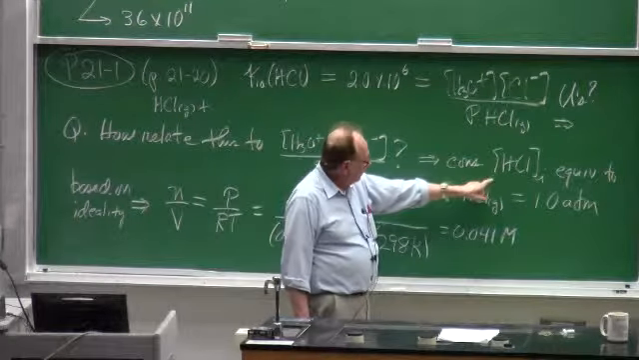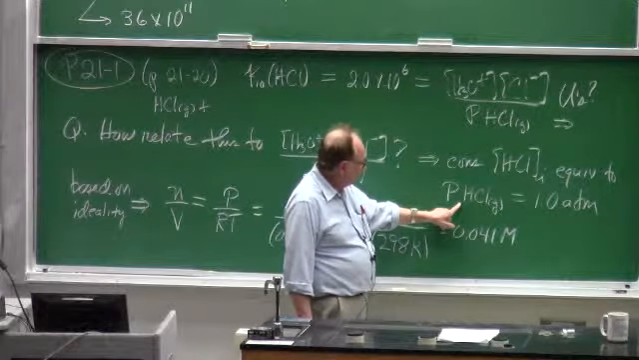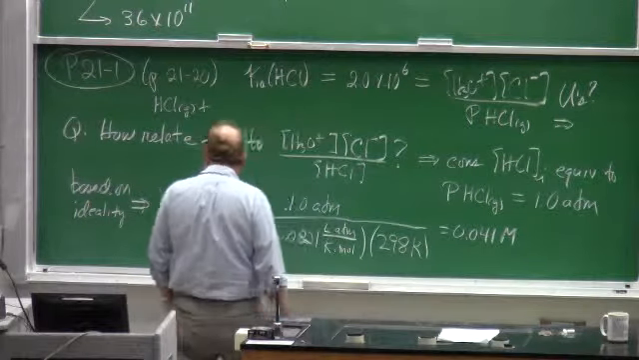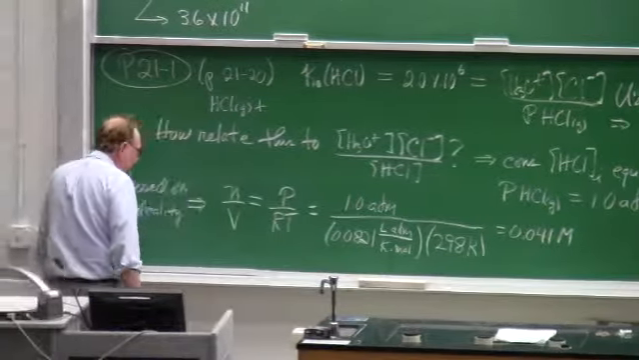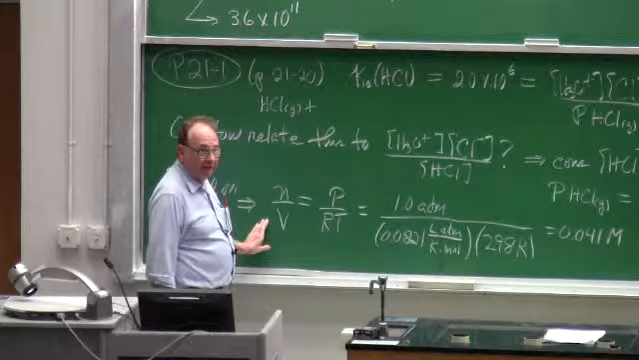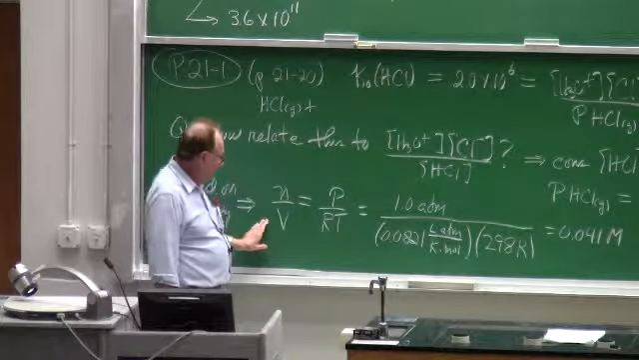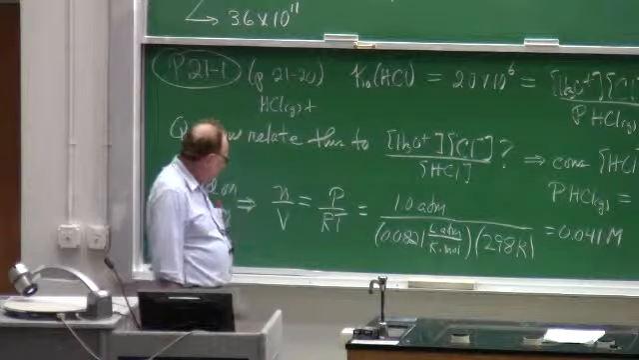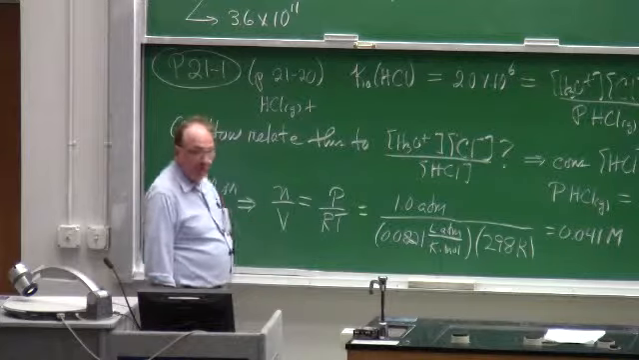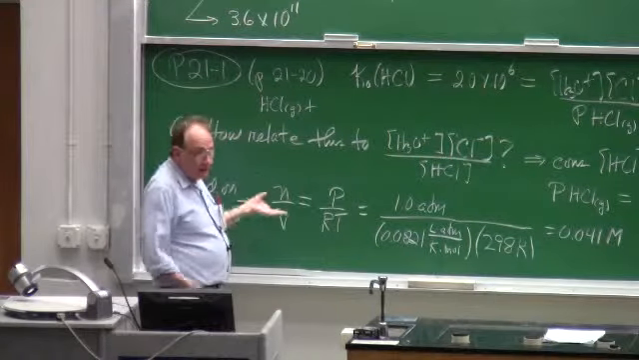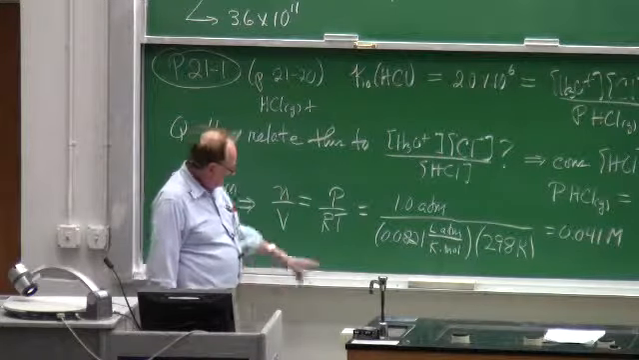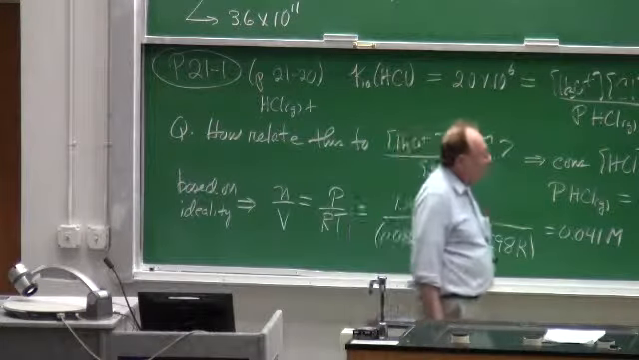How can I get HCl initial molarity equivalent to partial pressure of HCl at 1.0 atmospheres? Standard state equivalence. Based on ideality, I'll take HCl to have a behavior describable by PV equals nRT. For this crude approximation, good enough. So n over V is P over RT. I just took PV equals nRT and rearranged it, because n over V is concentration in moles per liter if the volume unit is liters. I put in the information, I get 0.041 molar.